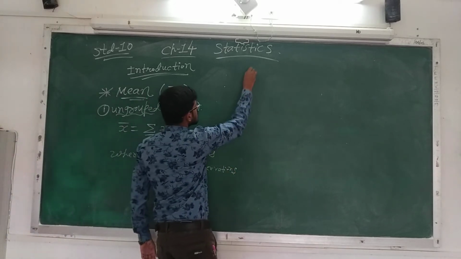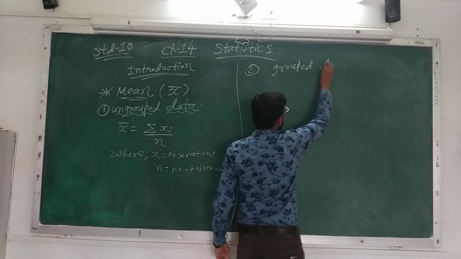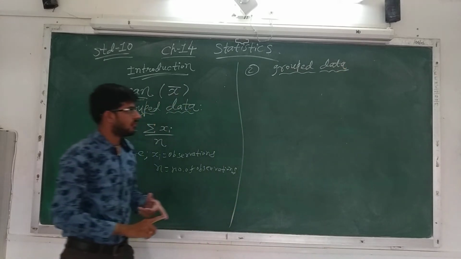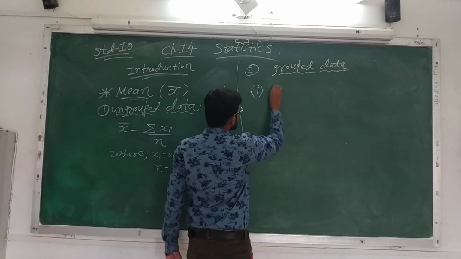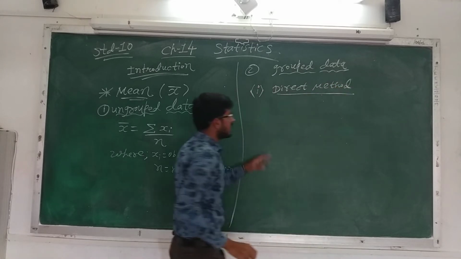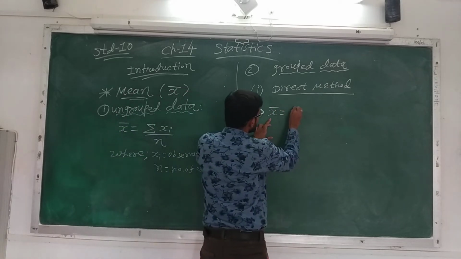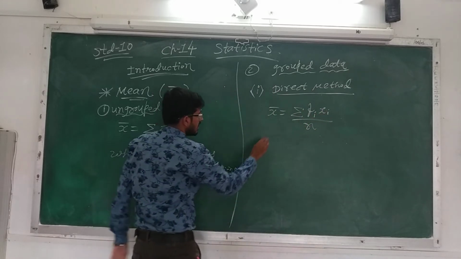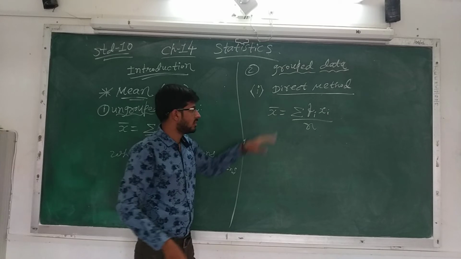Next, second one, group data. First type is the direct method. The formula for finding mean by the direct method is x bar is equal to sigma fi xi upon n. Here n is the number of observations, fi is the frequency, and xi is the midpoint of the given class.